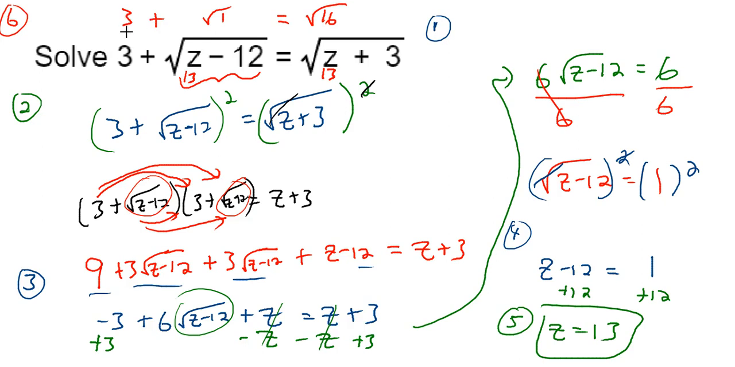All right, so here we're going to get 3 plus 1 equals 4, which is true. So actually 13 is a good solution. We'll keep it, and that's the solution to this equation. So that concludes the video on section 6.6 on solving equations involving radicals.